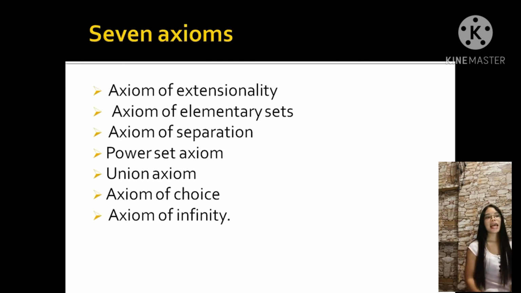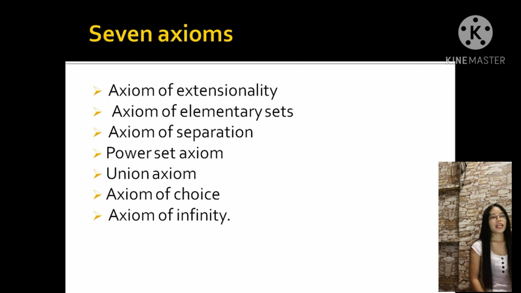There are 7 axioms. The first is the axiom of extensionality, then the axiom of elementary sets, axiom of separation, power set axiom, union axiom, axiom of choice, and axiom of infinity.